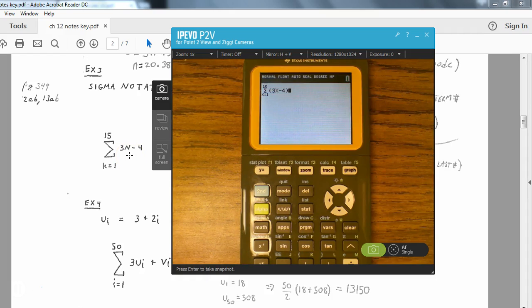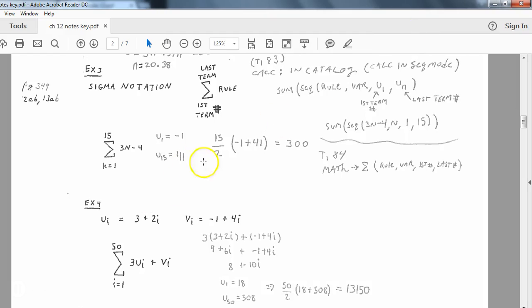And when I hit enter, there's my sum. I got 300 for my sum. So that's another way of doing it. It's real easy with the calculator that way. So there's my sum of 300.